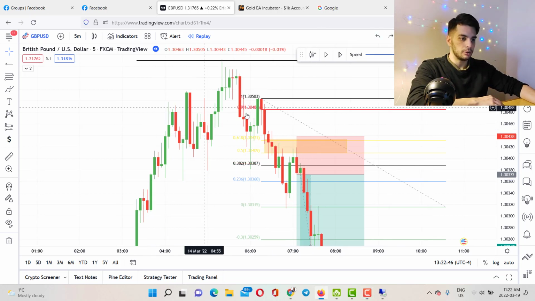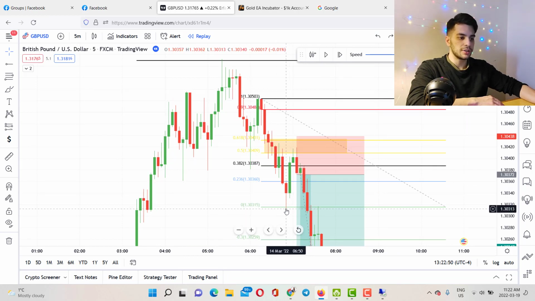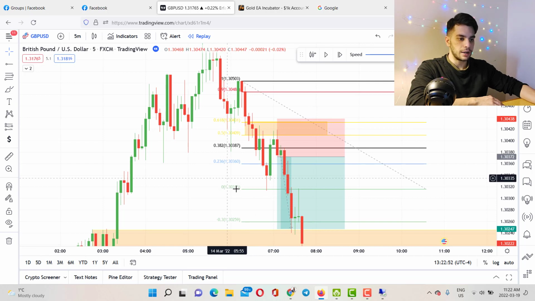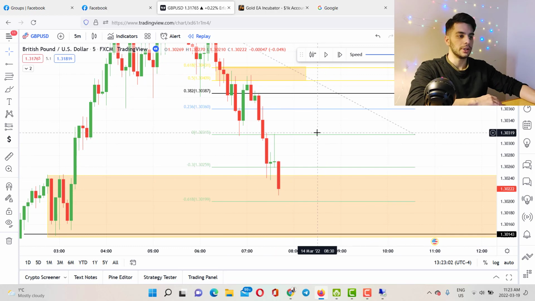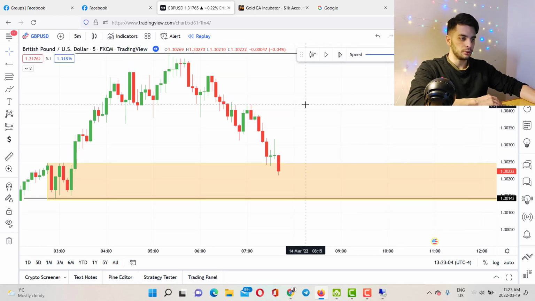Okay, I'm gonna undo it, and then you see that it started from here, and the correction has started exactly here. So this is our zero level, and the price went up, rejected the golden zone, bearish engulfing candle, and as you can see, it was a profitable trade all the way to here. So this was a profitable trade, and then I'm going to remove everything.